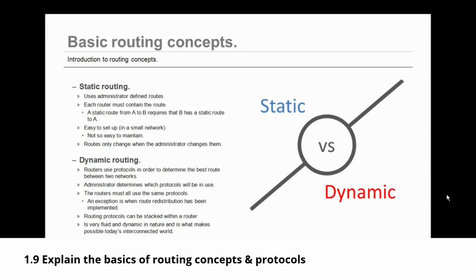Then there's dynamic routing. This is where routers use protocols in order to determine the best route between two networks. The administrator determines which protocols will be used on the routers. In order for the routers to communicate, they must all be using the same protocols. There is an exception to that, and that's route redistribution. An administrator can configure a router to take one dynamic protocol and transform it into a different routing protocol to be used from that point on. This is the only case when routing protocols can be different across a network.